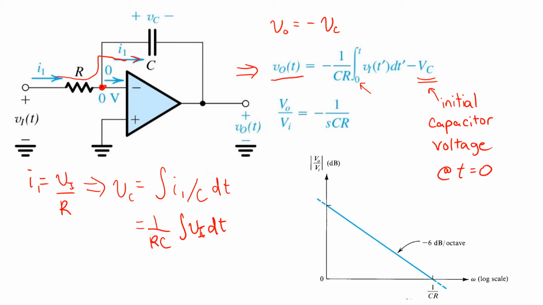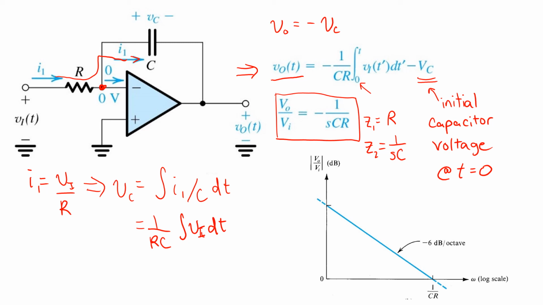We can also analyze this circuit using a phasor analysis. Just substituting into the analysis from the previous slide, the impedances Z1 equals R and Z2 equal to the impedance 1 over SC of the capacitor. Substituting those values into the expression from the last slide gives us a circuit response of negative 1 over SRC. We can plot that frequency response here.